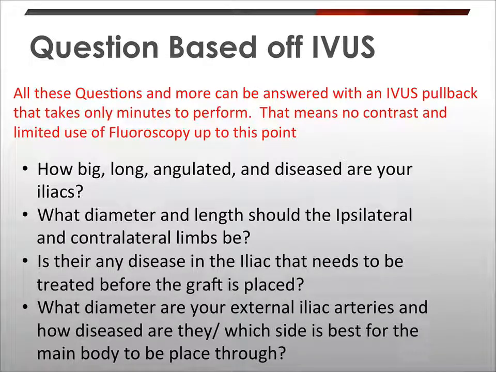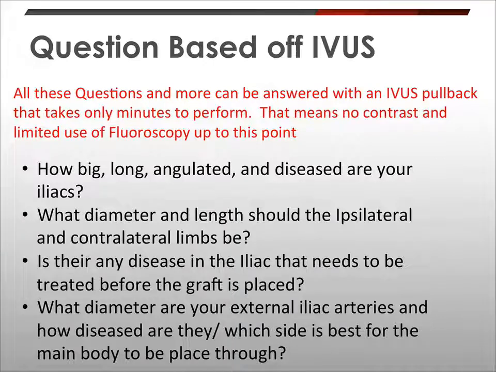thanks to intravascular ultrasound, we can determine how big, long, or angulated and diseased the iliacs are, along with what diameter and length the ipsilateral and contralateral stent graft limbs should be. It tells us if there's any disease in the iliac that needs to be treated before the graft is placed, like placing a small angioplasty balloon in the external iliac arteries in order to facilitate placement of the main body through those stenosed external iliacs.